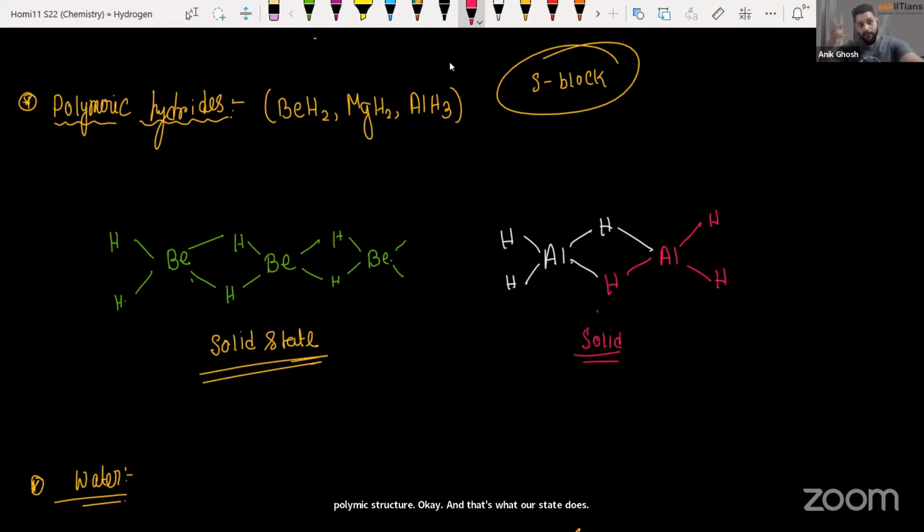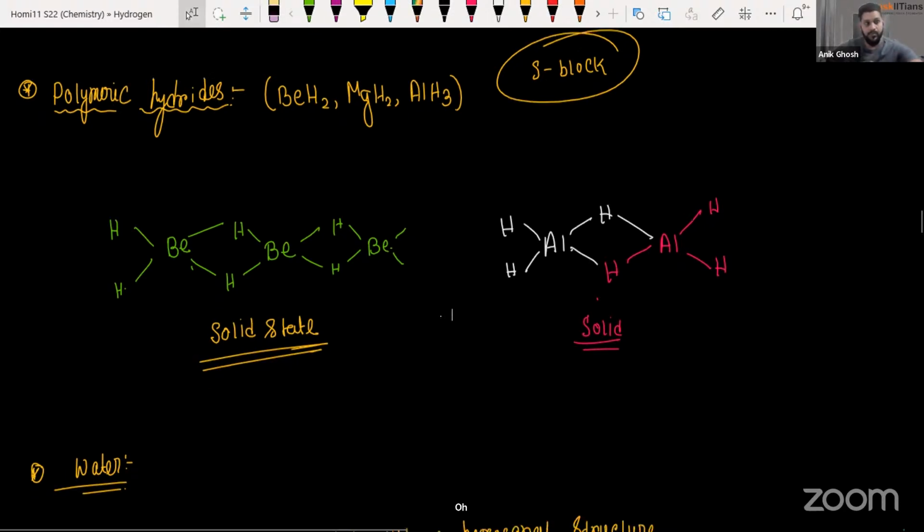When you increase the temperature, the bond starts breaking. In the liquid state, it's not a polymer anymore. It becomes a dimer. In gaseous state, it's a monomer. Yes, Pratish, you want to say something? Yes, sir. Sir, this structure is forming due to banana bonding, right?